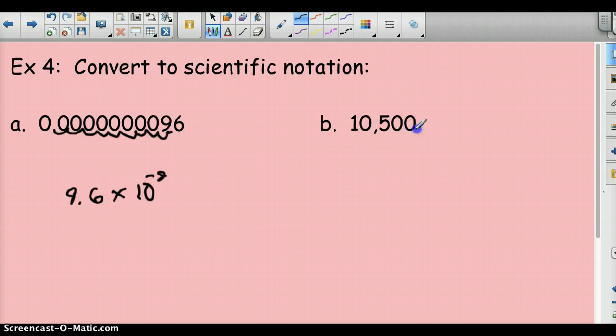Last one. Decimal point is right here to start. Moving it until I find a number. 10.5 is close, but not quite. That's bigger than 10. I need between 1 and 10. And 1.05 is between 1 and 10. Times 10, let's find the power. We moved it 1, 2, 3, 4 spaces to the right, which makes it to the positive 4. 1.05 times 10 to the 4th power.